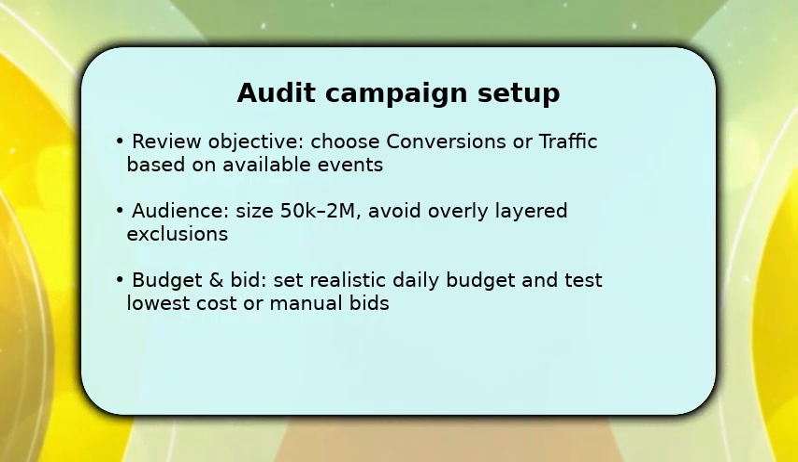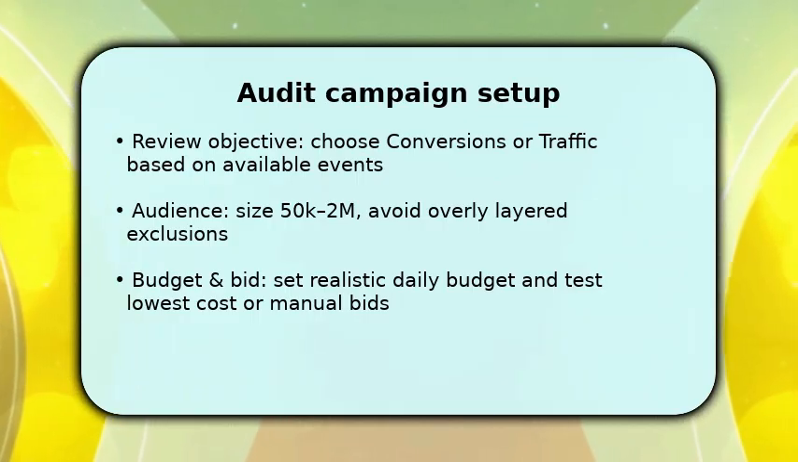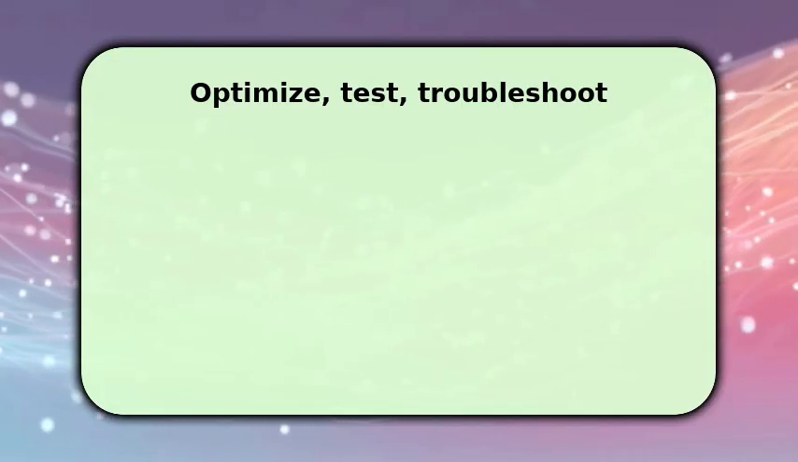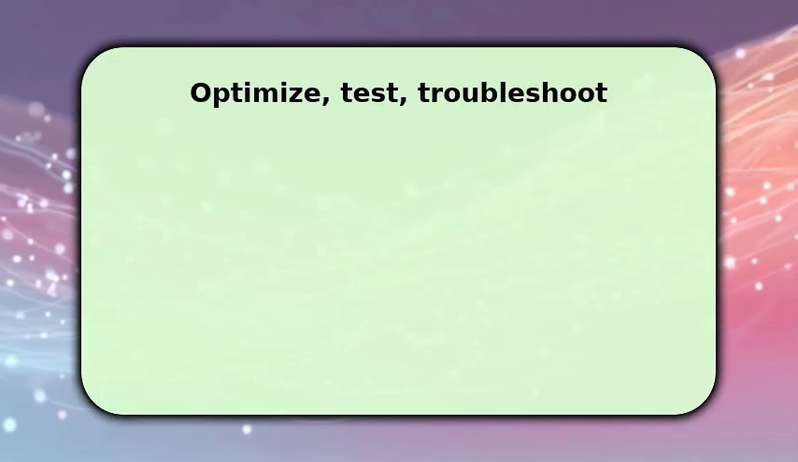Finish by optimizing and running controlled tests. You should rotate multiple creatives and keep 3 to 5 audiences per ad set to find winners. Once you have clear performers, scale horizontally.